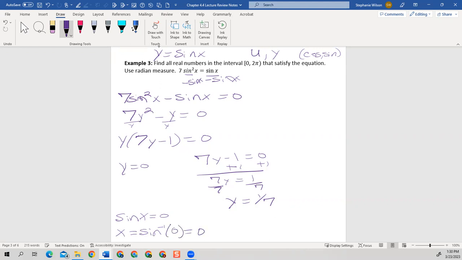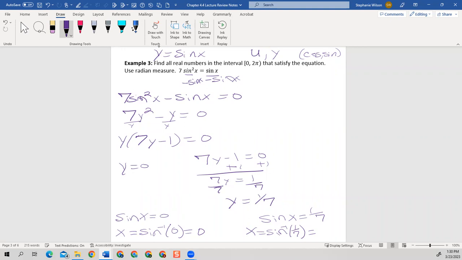Let's come over here and do sine of x equals 1/7. Let's say, okay, x equals sine inverse of 1/7. And remember, we're in radians, okay? So now let's plug it in. We have sine inverse 1/7. Let's see, what is 1 divided by 7?